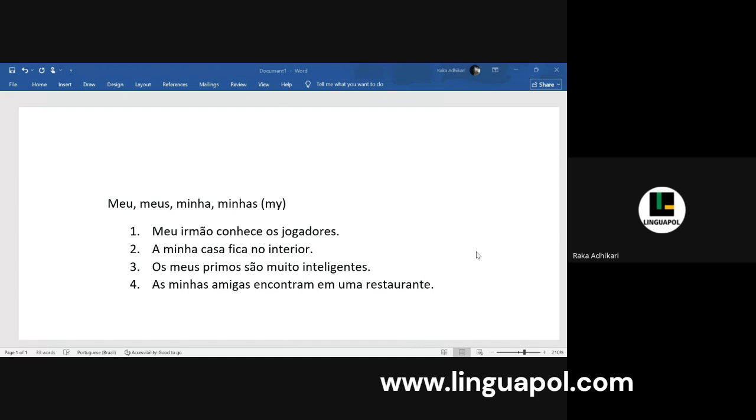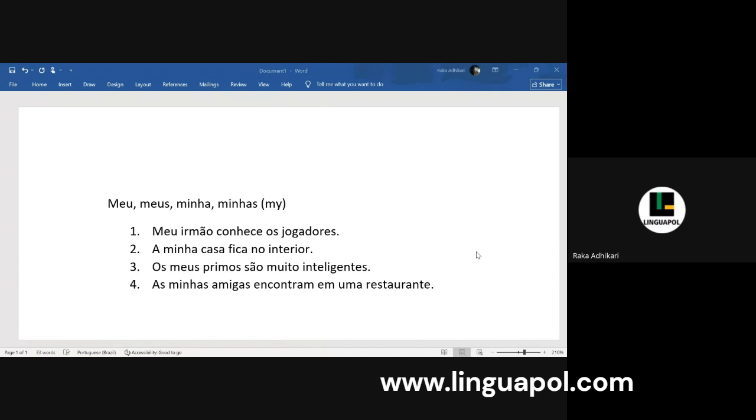As minhas amigas encontram em uma restaurante. What is the meaning of the verb encontrar? To meet. Okay. Now meaning of the sentence. Please raise your hands to translate this. Yes, Nakul? My friends meet in a restaurant.